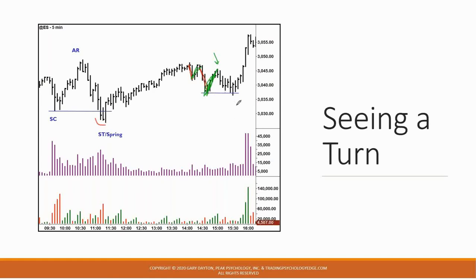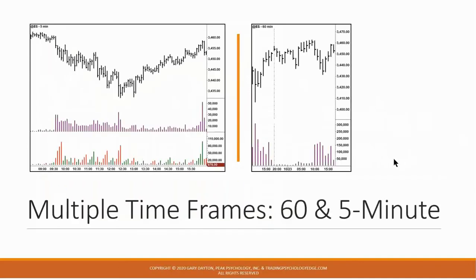This is a larger up wave. And so we're interested in this, and we get a nice little spring in here. I love this. Just like we saw the test of the upthrust earlier, this whole thing here is a test of the spring, of this spring down below. And then the market rockets off into the close on high volume and good spread. So that's a good way to see a turn in the market as we start to see the larger waves and the volume coming in.